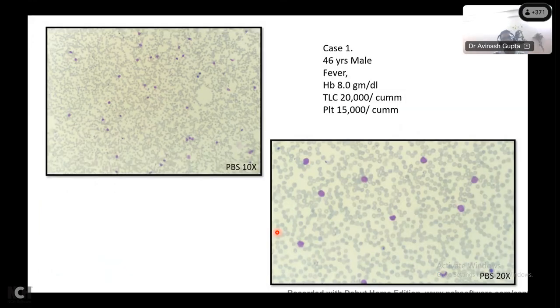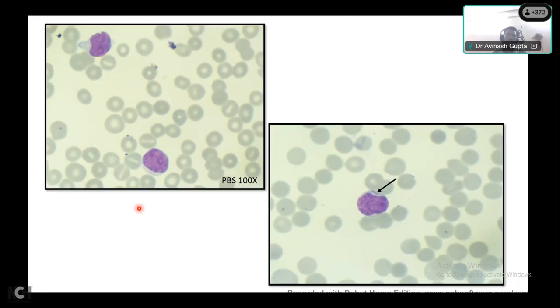So I'm just going through a brief, single case. This case is a 46-year-old male, presented to the clinics with fever and bicytopenia with raised TLC. You can see here on the peripheral smear there are cells looking like blasts. So I go higher, and these are the blasts. And some of these blasts show Auer rods.